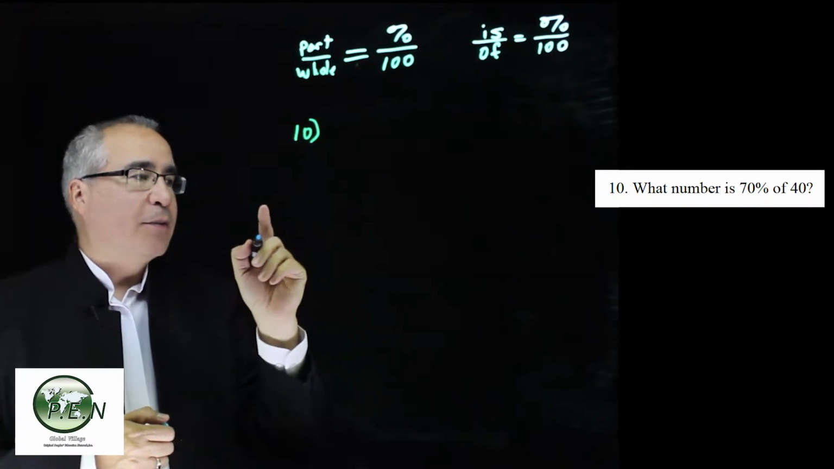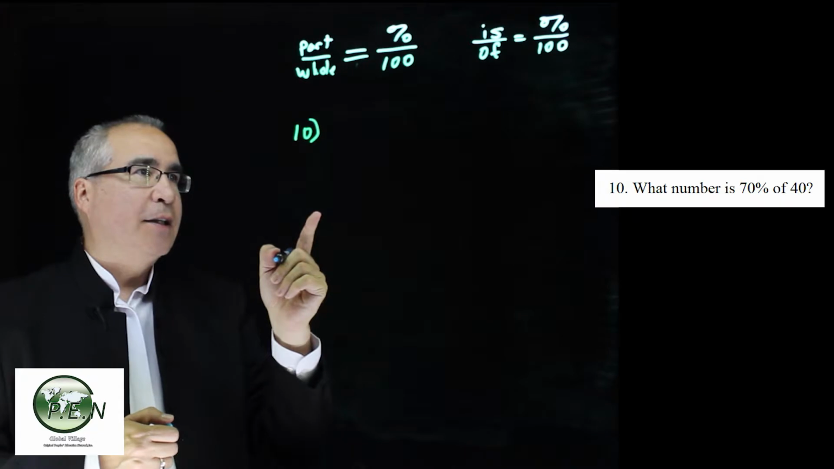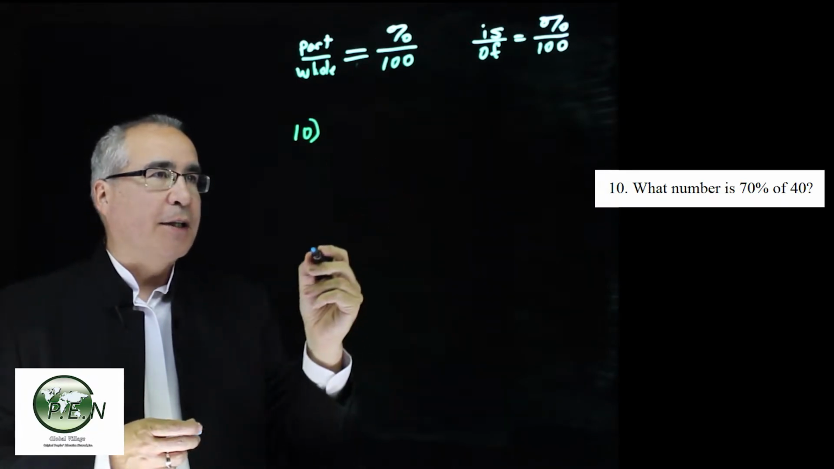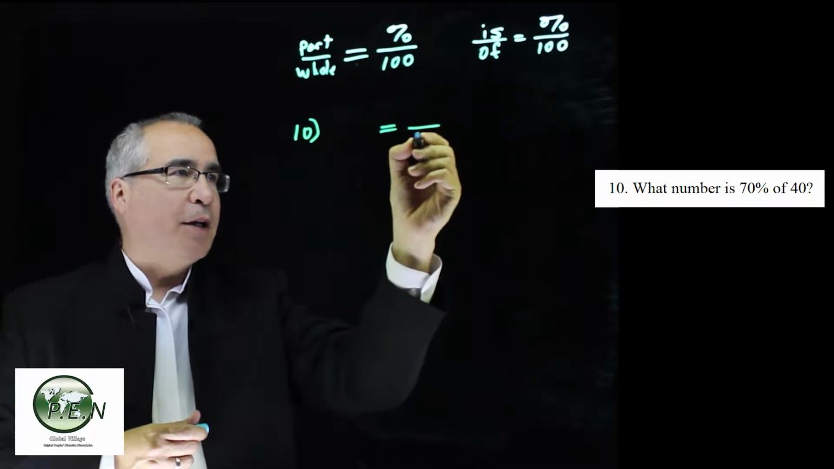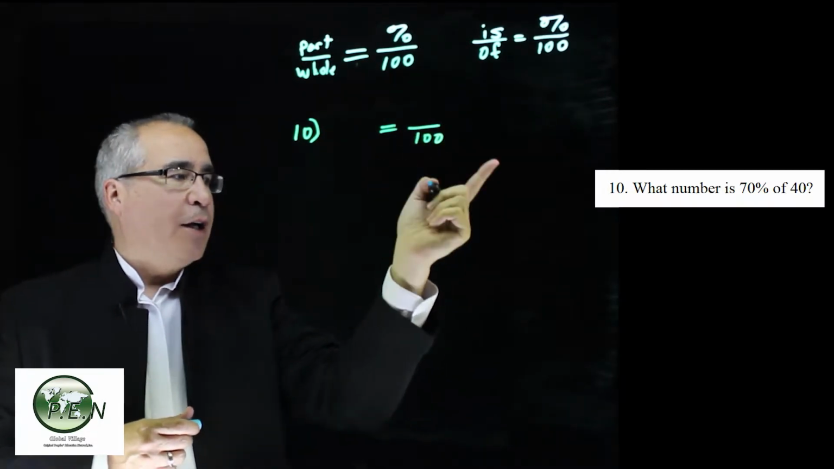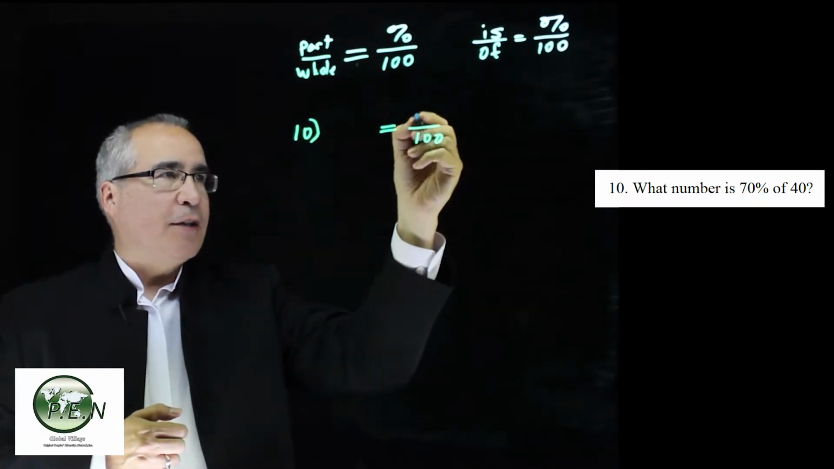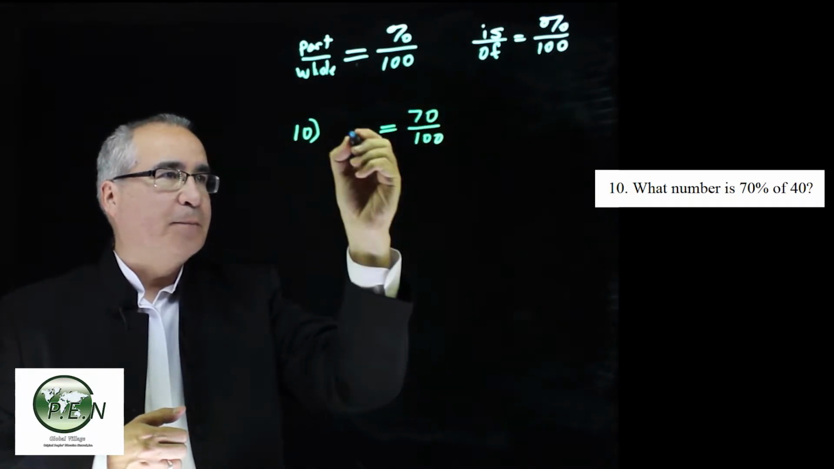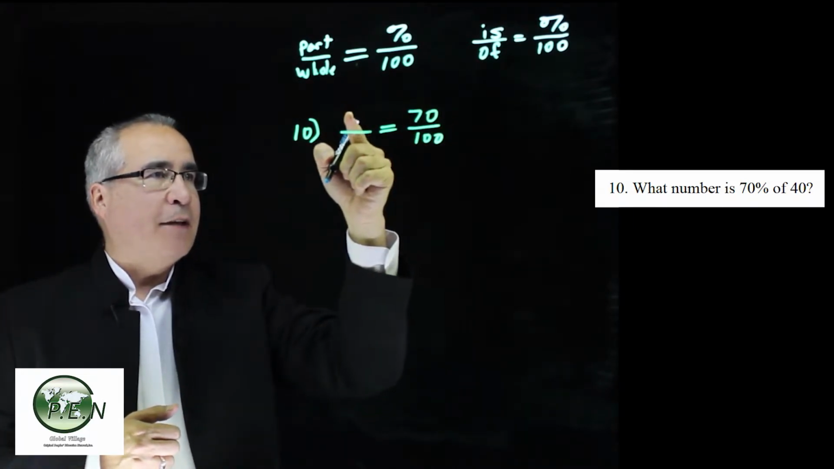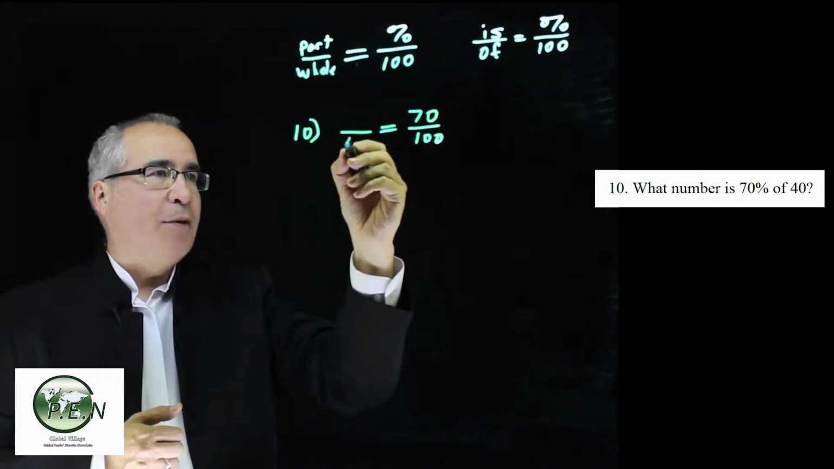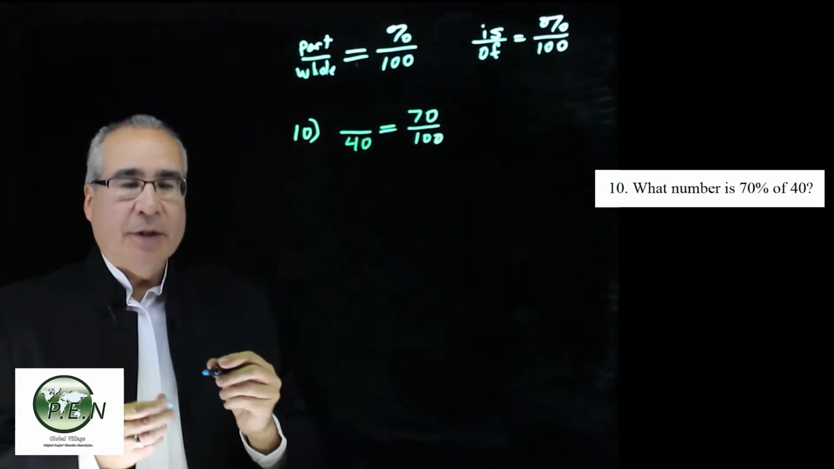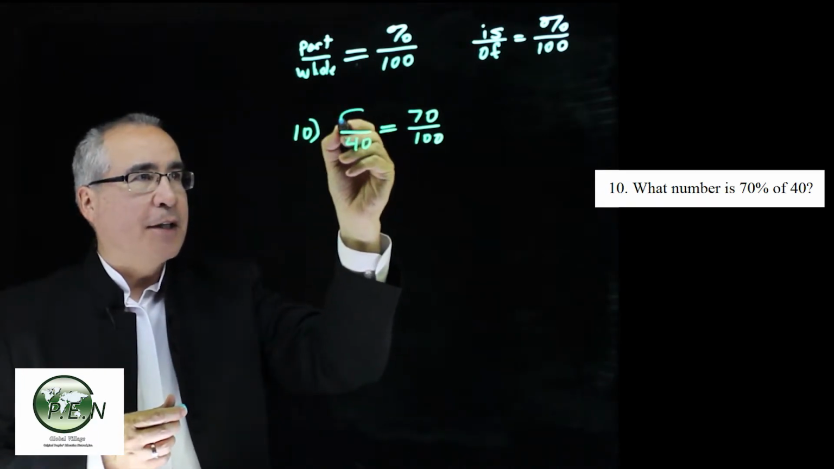Question 10 is asking us what number is 70% of 40. Okay, so we start filling in our proportion. We know we will always have something over 100. We're given 70%. Percent always goes over the 100. Now over here we'll have either the is or the of. What do we have? Of 40. 40 is the whole. And so in this case, we're looking for the is part.